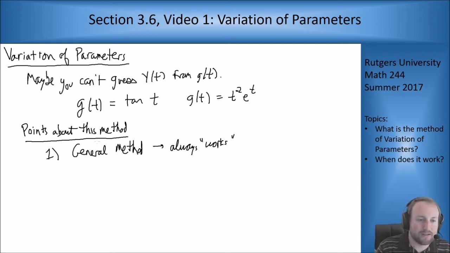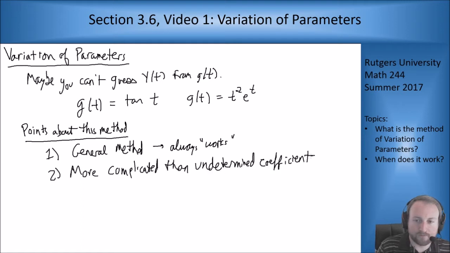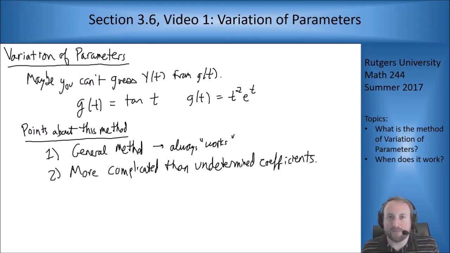The second point is that it does end up being more complicated than undetermined coefficients. This should be expected, because if we're going to get a method that works in more situations, it's probably going to be more complicated, since it needs a little more flexibility to solve those problems. It's pretty much a strict method you can follow, and it works for any right-hand side you want. Whether or not you can do it explicitly depends on what the functions are, but you will get a solution this way no matter what.